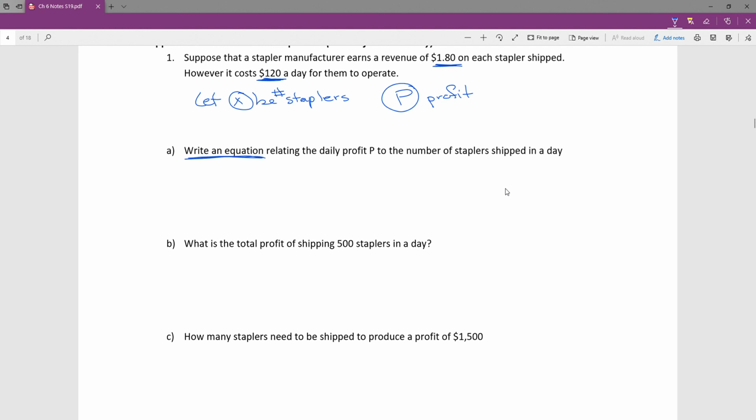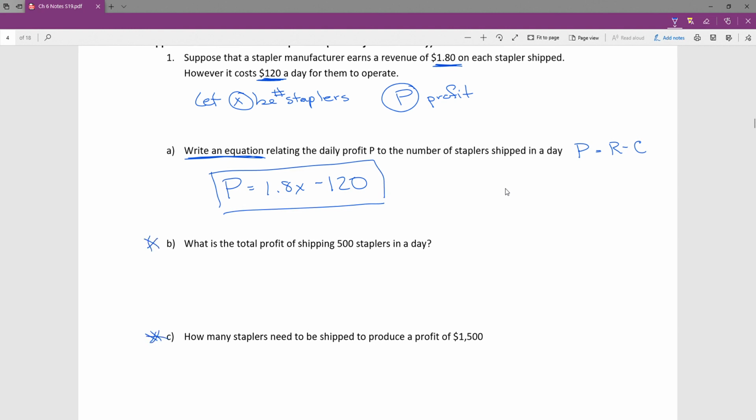And so what we're saying is that profit always equals what you make, your revenue, minus the costs it costs you to do that business. So your revenue would be $1.80 times the number of staplers that you sell. The deriving of this equation I don't think is worth getting stressed out about. It's just an application of one of these linear equations. The other thing here is minus your cost. Well, it costs you $120 to keep your business open for the day. So this gives us the linear equation that we're going to use in these other two questions.